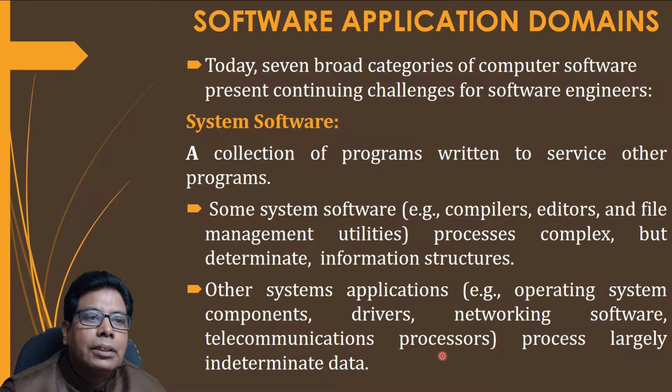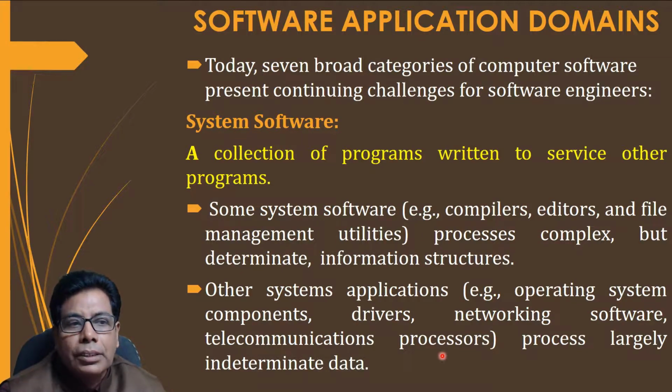Then let us go further. Software application domains. Broadly, we have 7 categories of software which are continually a challenge for the software engineer. The first is system software. System software is a collection of programs written to service other programs. So they are called system software. Examples are compilers, editors, file management utilities.